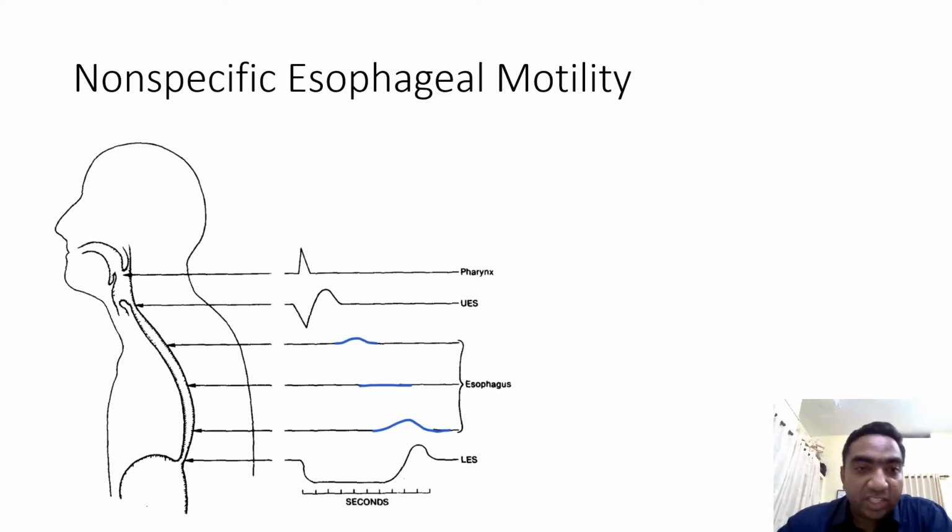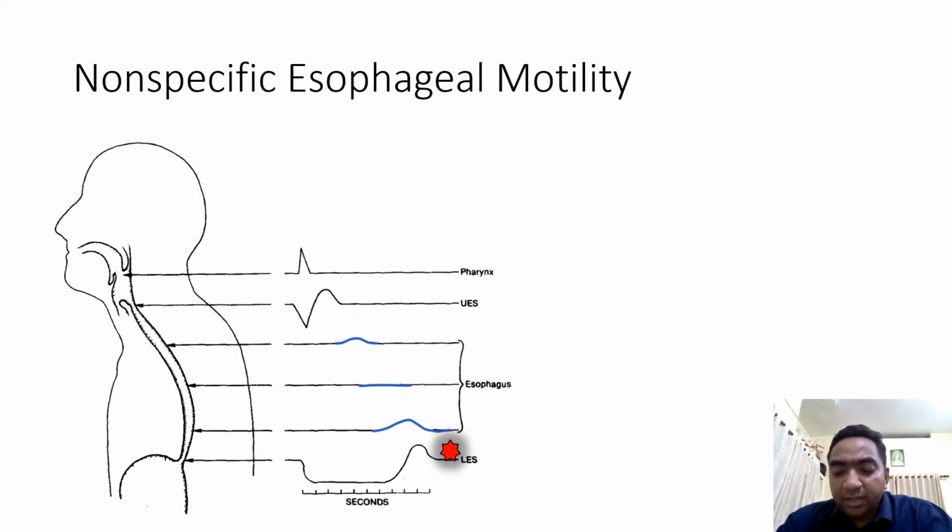Next came non-specific esophageal motility disorders. All the before ones are primary esophageal motility disorders. Non-specific esophageal motility disorders can be primary, or it can be a secondary motility disorder also, a secondary disorder due to systemic problems. In non-specific esophageal motility disorder, the amplitude of the peristalsis is not good enough. There are many ineffective peristaltic movements.